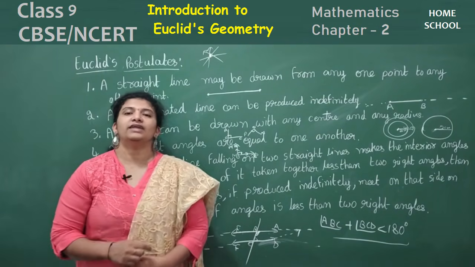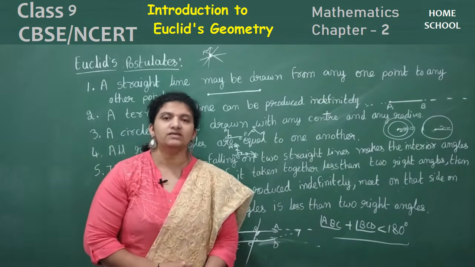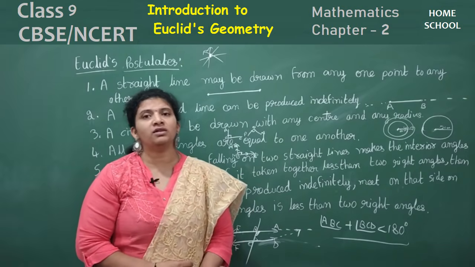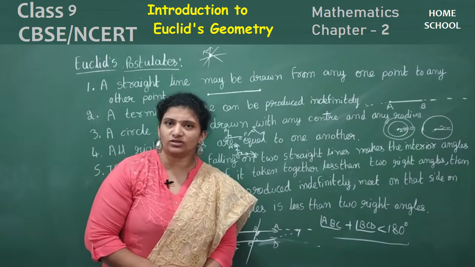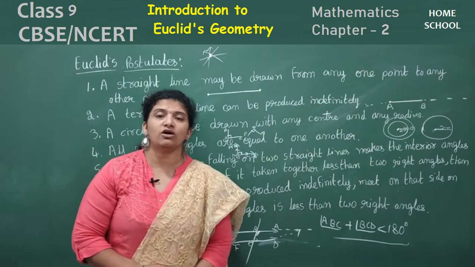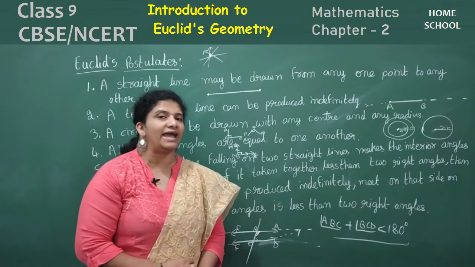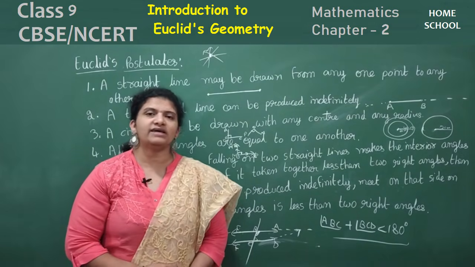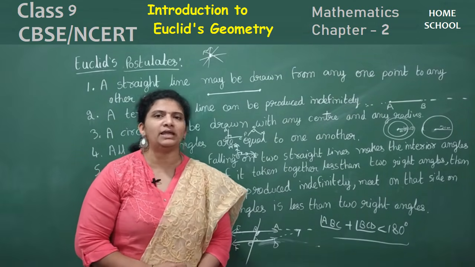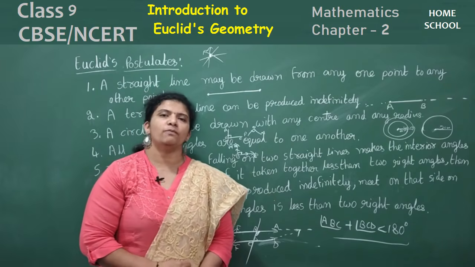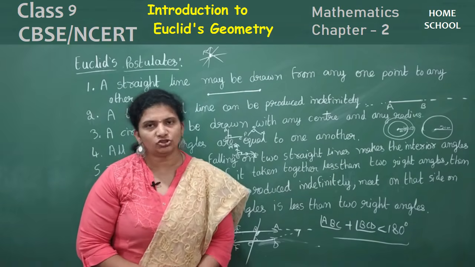So children, try to understand your axioms and your postulates. All these are universal truths. We are going to accept these facts without any proof. Whereas axioms can be applicable in any part of your mathematics, your postulates are applicable only in geometry.